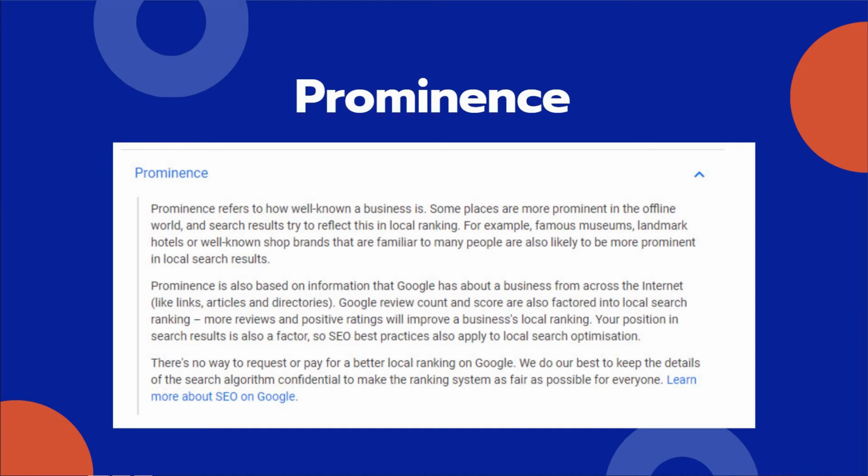Prominence is also based on information that Google has about the business from across the internet, like links, articles, and directories. Now that's an incredibly important line that we'll come back to later. And actually later in the course, we'll talk about how we can get those links and directory listings for your business to help you climb up those rankings.